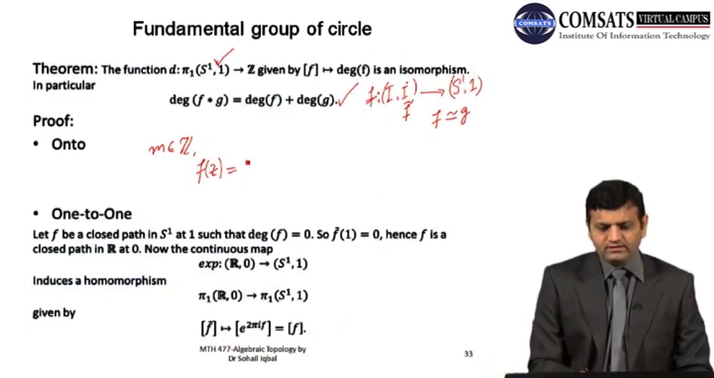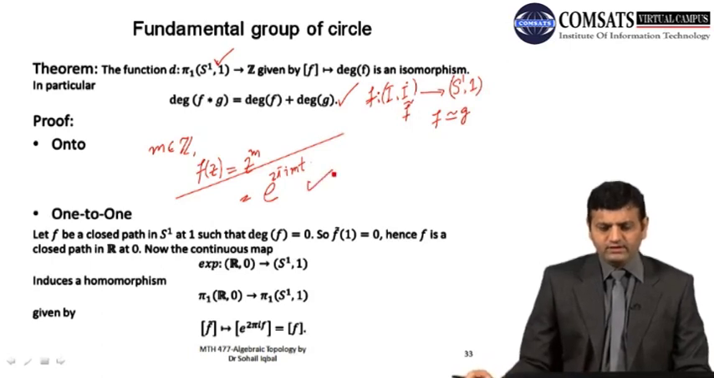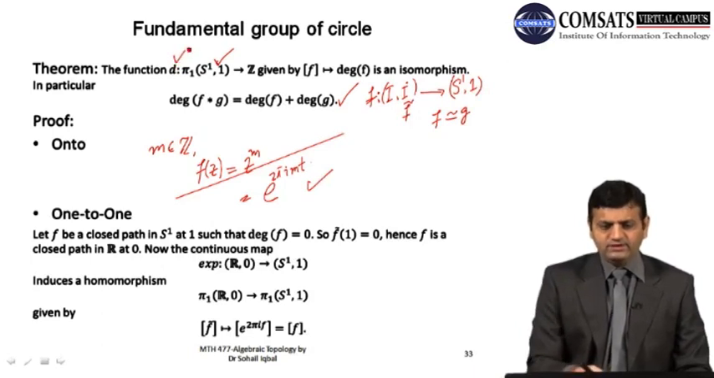So basically I can take this to be z raised to power m, or in particular I can take it to be e raised to power 2 pi i m t. Okay, so considering the parametric form of the circle, this f is going to be a function from I to S1. So we can also write it in this form. So we have a function, and so this map d is an onto map because for every integer there is a function with that winding number.